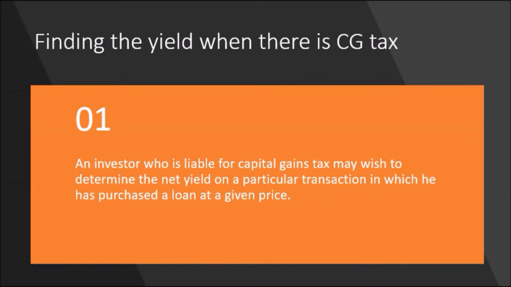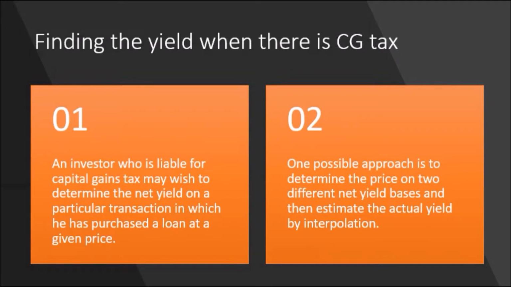So here I'm presenting an example for how to find yield when there is capital gains tax. Let's check out the next few slides as what I've detailed. An investor who is liable for capital gains tax may wish to determine the net yield on a particular transaction in which he has purchased a loan at a given price. So basically, this is your typical bond pricing equation.